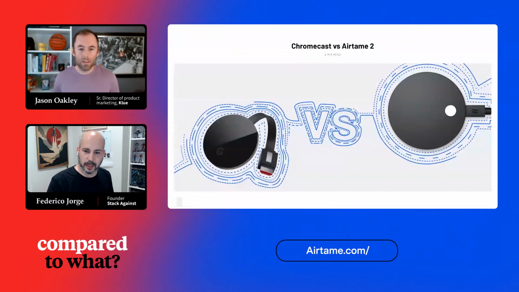But when I come here, I think this is why comparison pages are so valuable too, because somebody might be desperately in need of a product like this, but the only thing that they know in their head that is a similar solution is a Chromecast.